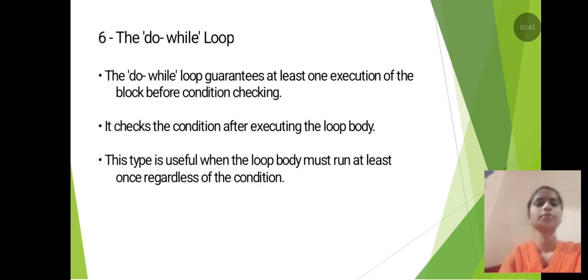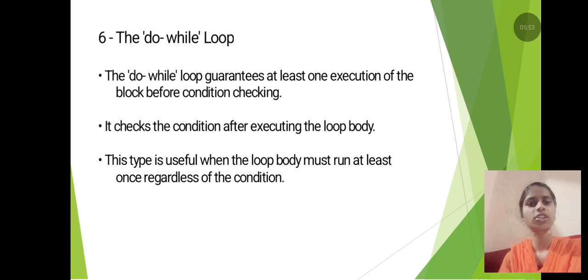The do while loop. The do while loop guarantees at least one time execution of the block before condition checking. It checks the condition after executing the loop body. This type is useful when the loop body must run at least once regardless of the condition. The do while syntax: initialization and do, then statements and updation, and while the condition is true. The statements will be performed at least once regardless of the condition.